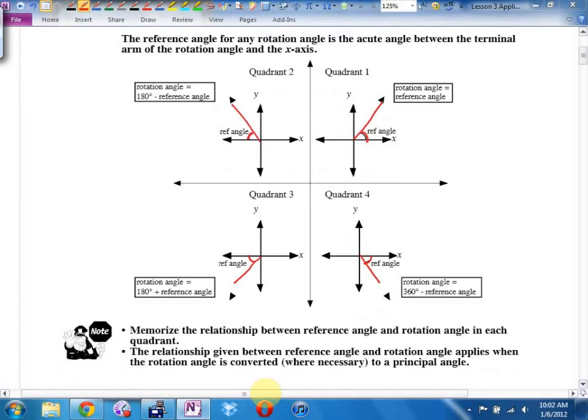And there is no hard rule to calculate the reference angle. If you're in this quadrant, the reference angle is your terminal angle. Here, in this quadrant, 180 minus the reference angle gives you the rotation angle. Or here, the rotation angle is 180 plus the reference angle. Here, it's 360 minus the reference angle gives you the rotation angle. I actually don't memorize those. When I do the sketch, I can just eyeball it and realize, oh, I'm here, it's going to be 360 minus that. Okay? So it says memorize. I can figure it out by drawing a picture.